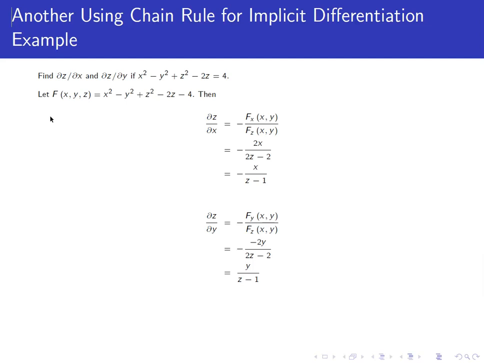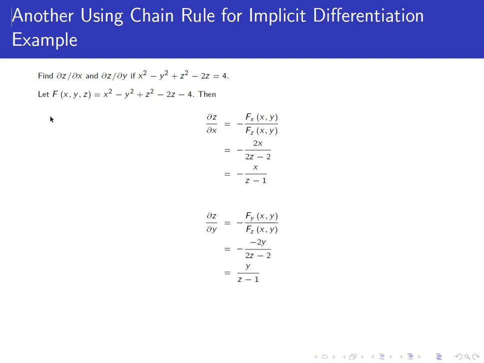Now again, I like to think about moving everything and setting the equation equal to 0. Since I have a constant on the right-hand side, it really doesn't matter because when you differentiate a constant, you get 0. But just to keep myself consistent, I like to move everything to one side and imagine a 0 on the other side. So I'll subtract that 4 over, and I'm going to let my capital F function be x squared minus y squared plus z squared minus 2z minus 4.